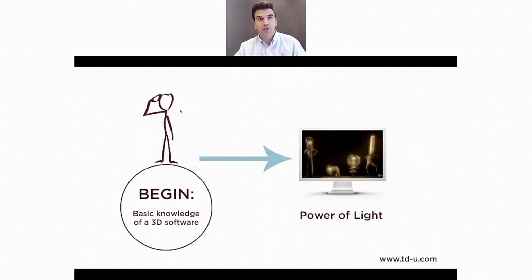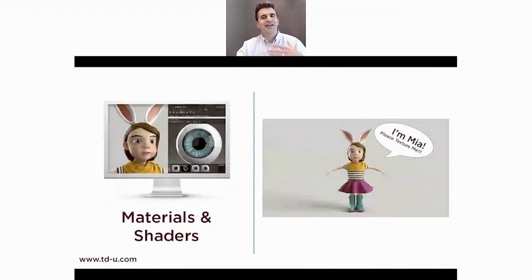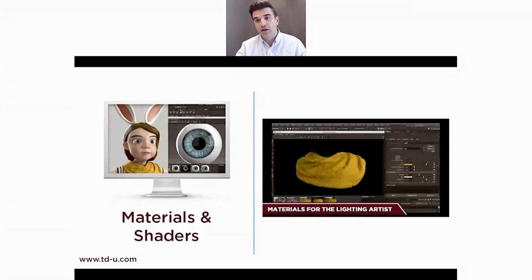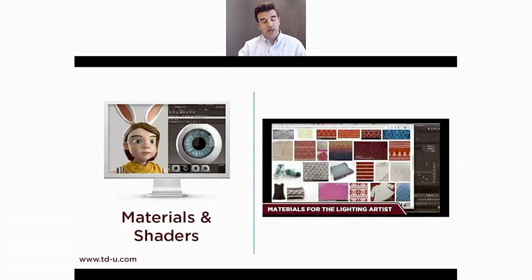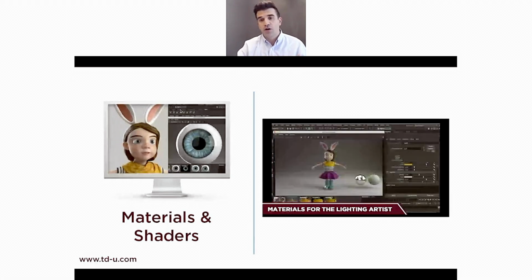From the Power of Light, now that we've got this base foundation understanding of lighting, we move on and start talking about materials and shaders, because lighting is nothing without shaders. They work together much like they do in compositing, which we'll talk about in a second. Light and shaders work together so well. And in this course, Jasmine takes you through lighting our TDU character, Mia. She'll take you from start to finish. She'll talk about texturing and creating shaders for the skin, for the hair, for the garments.